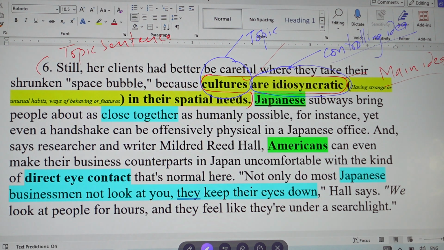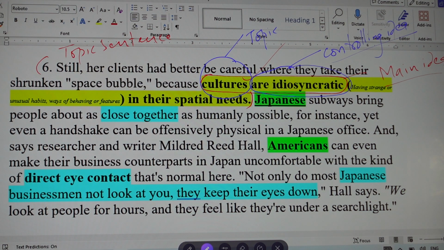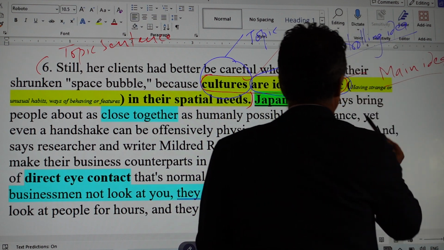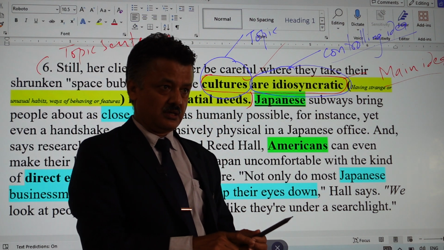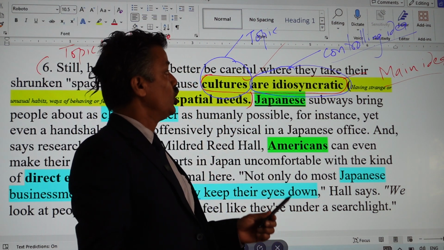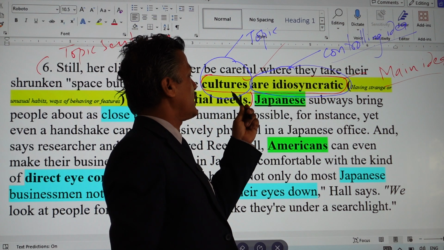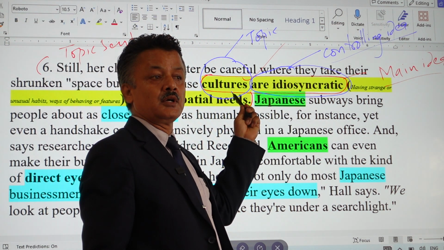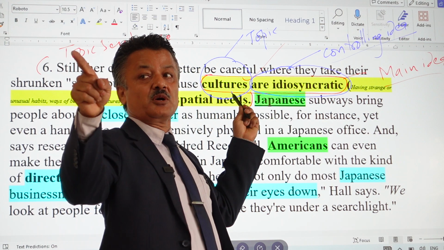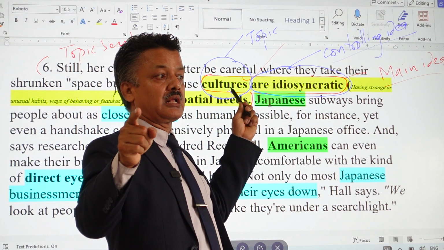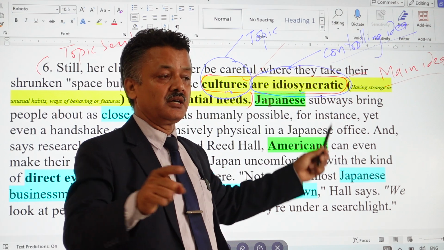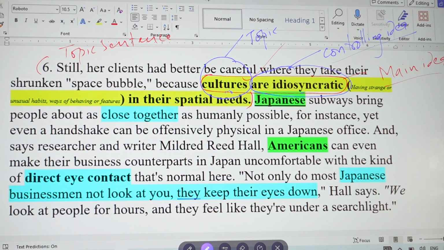Say with me. Topic. T-O-P-I-C. Topic. Now say with me. Controlling idea. Controlling idea means an idea which controls the focus of this topic. So this paragraph will focus on how cultures are idiosyncratic. It will not tell any other thing.